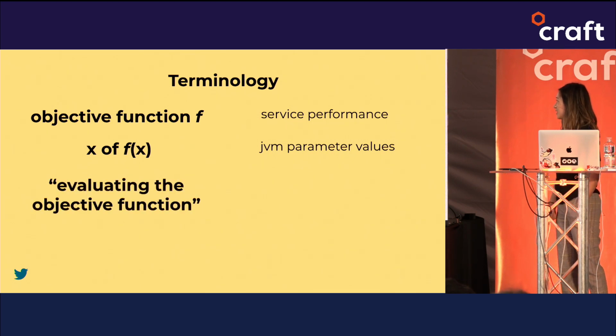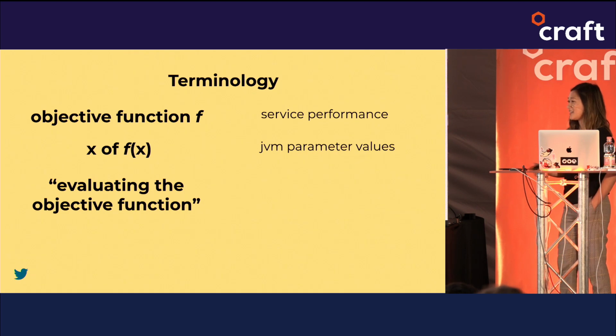Another helpful terminology is evaluating the objective function. Evaluating the objective function is like producing the result. In our case, what an evaluation would look like is starting up an instance of our service and taking some metrics. So for example, say you decide the objective function f is CPU utilization, and the x that you're putting in is maybe number of garbage collection threads equals 5.